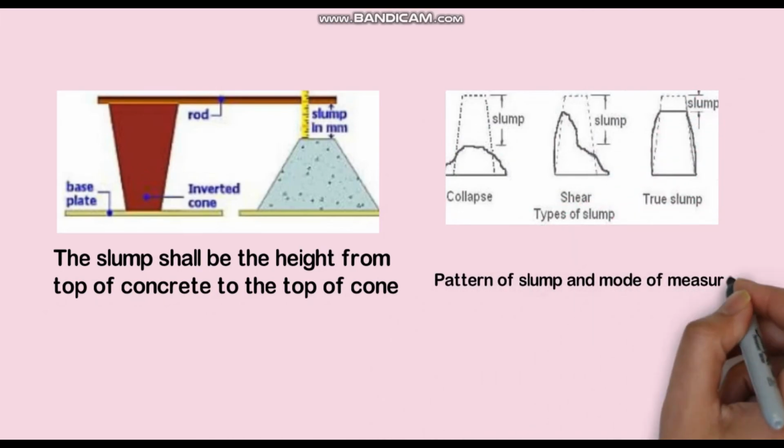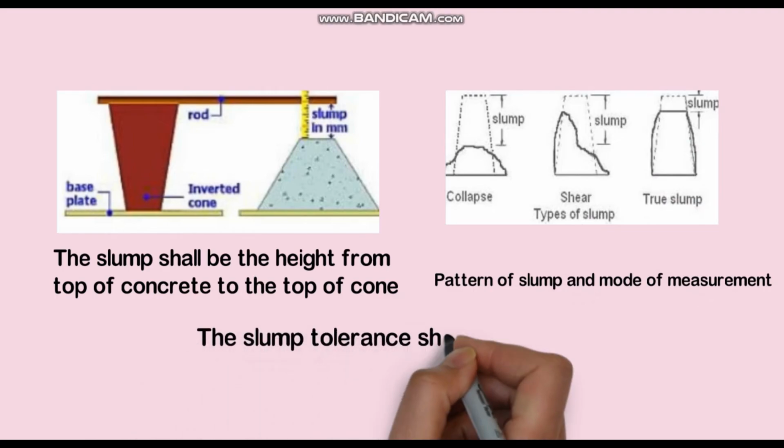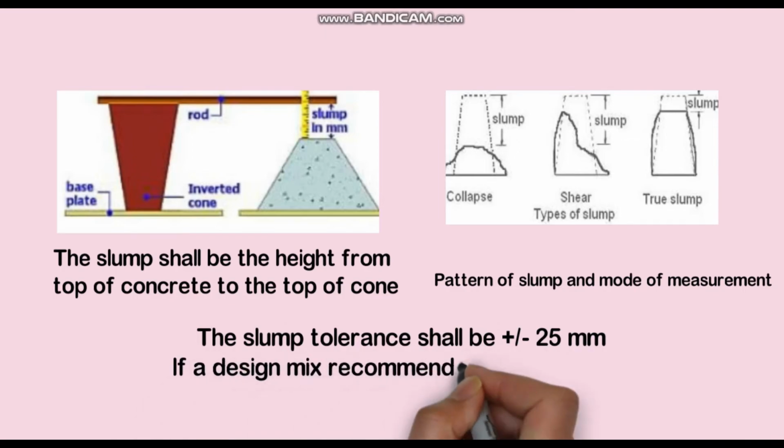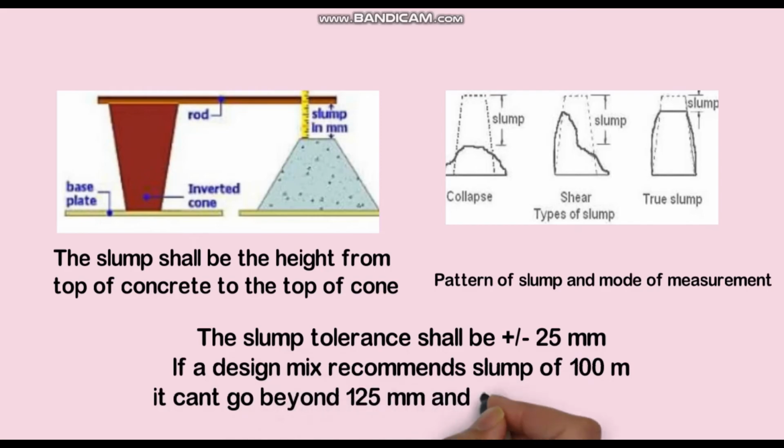The slump tolerance shall be plus or minus 25 mm. If a design mix recommends a slump of 100 mm, it can either be up to 125 mm or not go below 75 mm, because a 25 mm plus or minus tolerance is there.